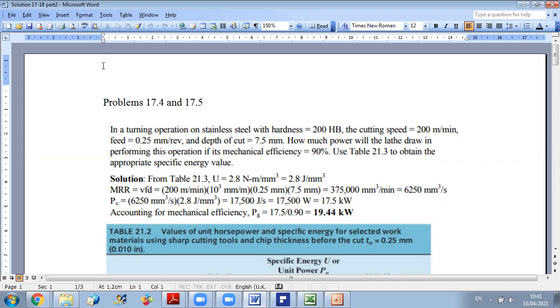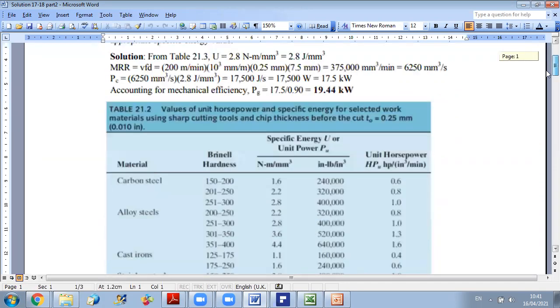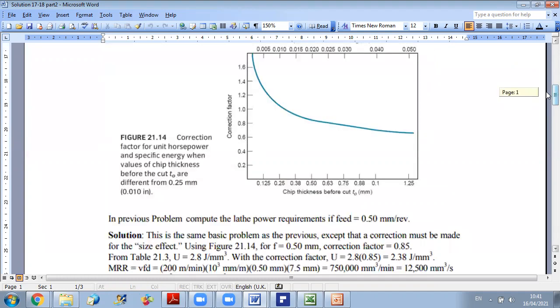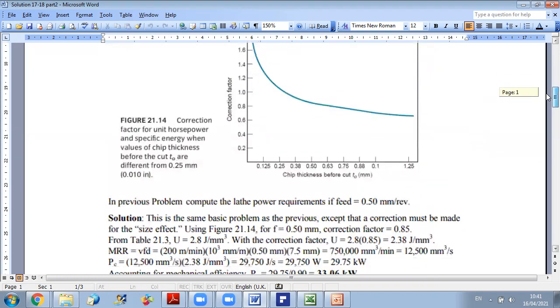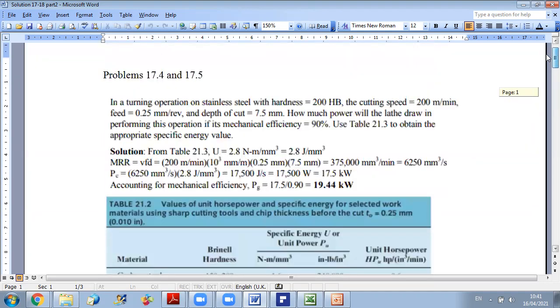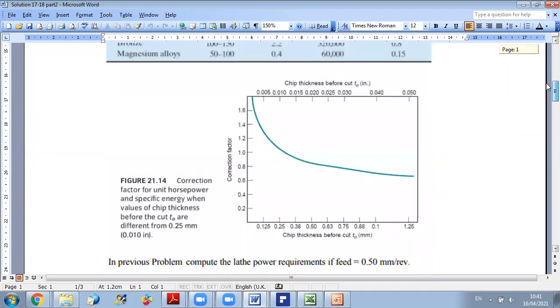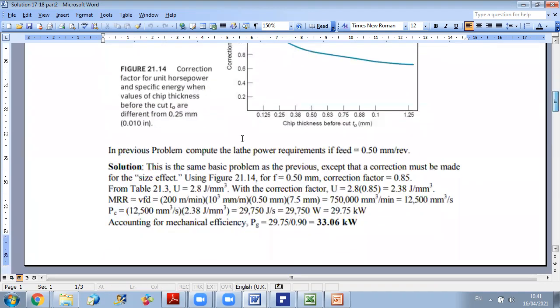So for this one, it is the same as the previous. We will do a comparison with another case where the feed is different, okay? So let's say here we will repeat the same problem, but with a different feed. In case the feed is different than 0.25, we just change the feed. Because the feed changed, first, we should calculate again the removal rate. So the removal rate will change, plus the specific energy U, we cannot take it as it is from the table, 2.8 joule per millimeter cube.